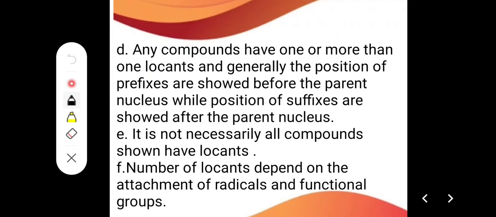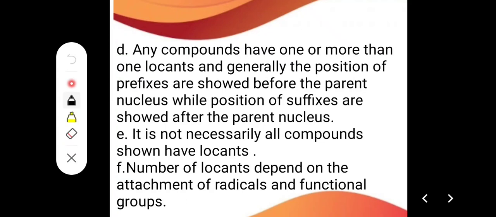There may be compounds having one or more than one locants. Sometimes more than one locant is present. Generally, the positions of prefixes are shown before the parent nucleus, because prefixes are written before the parent compound, so their locants are also considered before the parent compound. But suffixes are added after the parent compound, so the locants of suffixes are considered after writing the whole parent compound.